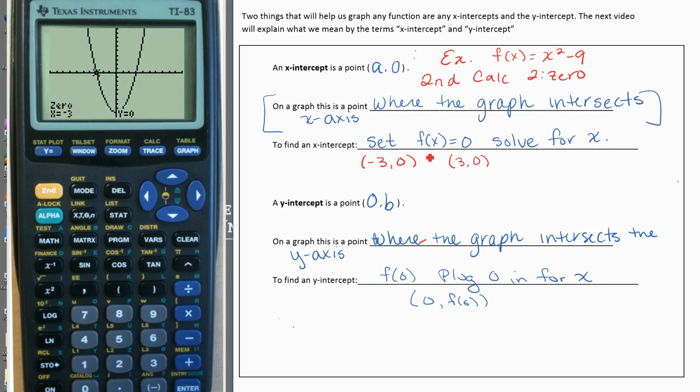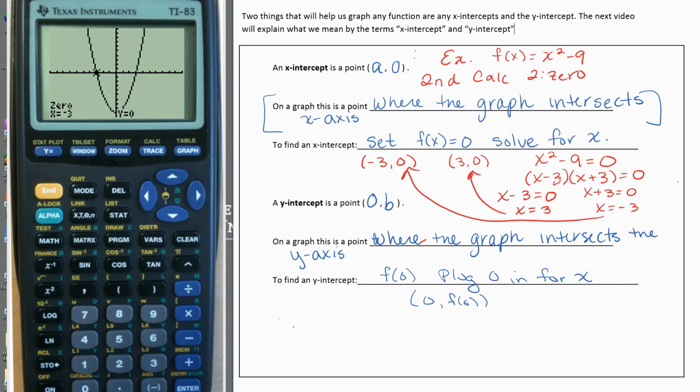Now, the method I told you here, you're going to set f of x, so the equation x squared minus 9, equal to 0. Now to solve this, this is a difference of squares, so we would factor it as x minus 3 times x plus 3 equals 0, and then we would set each of those equal to 0. So x minus 3 equals 0 gives us x equals 3. So that was our x-intercept 3, 0. x plus 3 equals 0 gives us x equals negative 3. So that gives us this x-intercept.